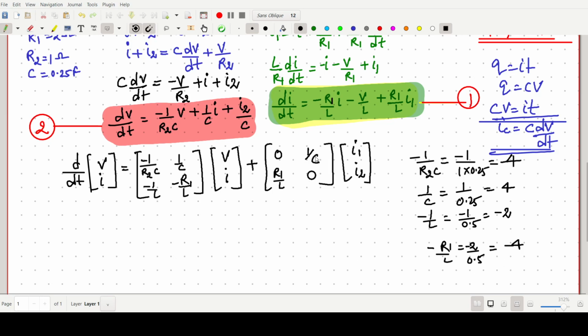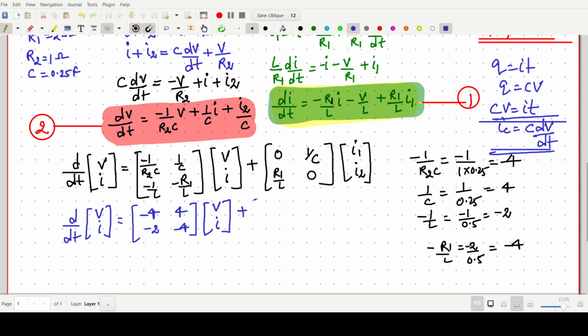Now 1 by C is known to us, R1 by L. So now everything is known to us. What we have to do is very carefully write the values of each term. Minus 1 by R2 C is our minus 4. Then 1 by C is our 4. Then minus 1 by L, that is our minus 2, and minus R1 by L is again minus 4. So write it, and this should be V and I.